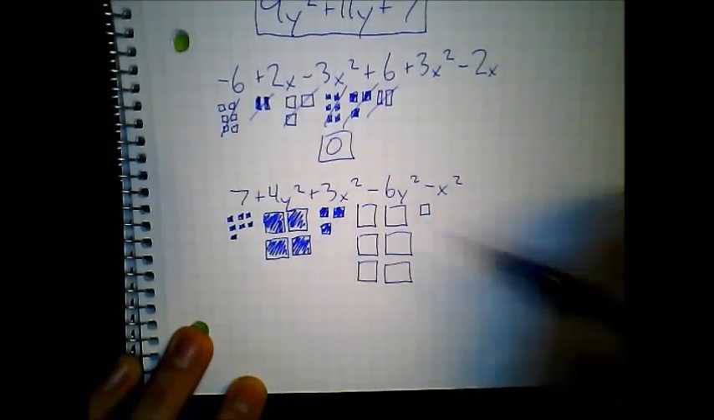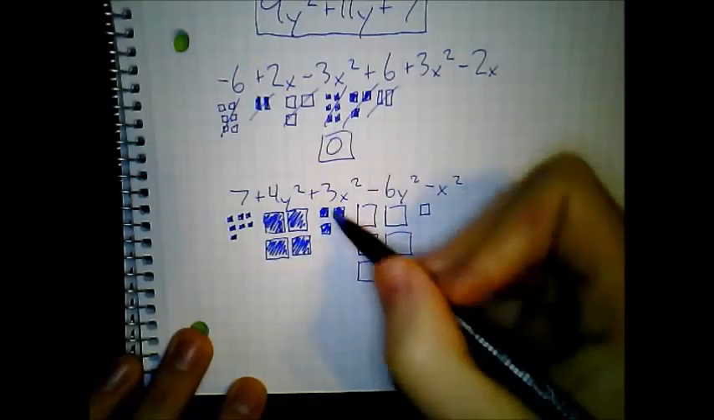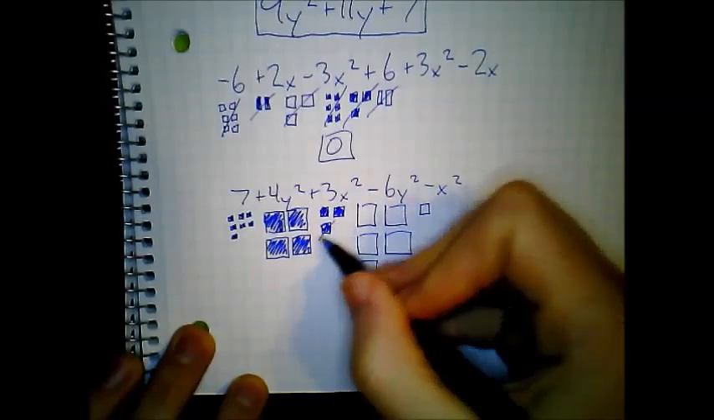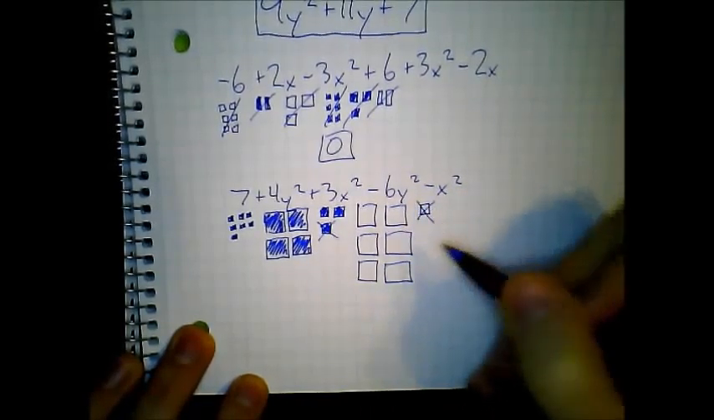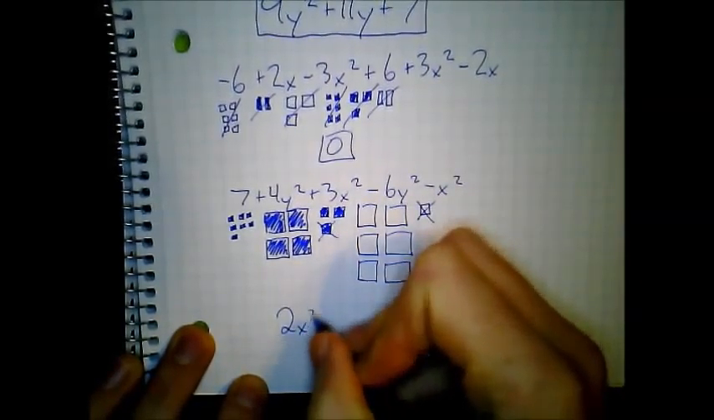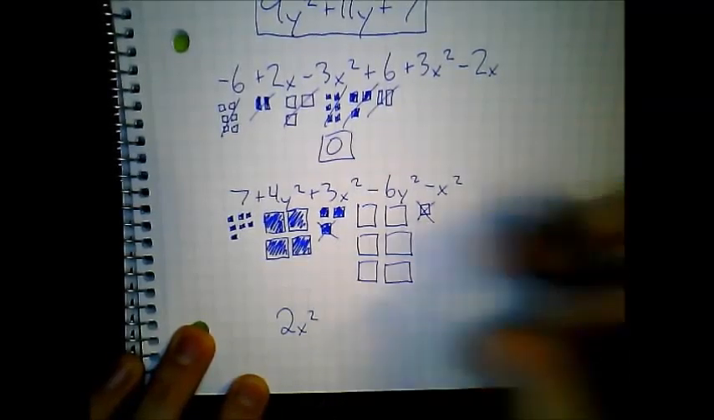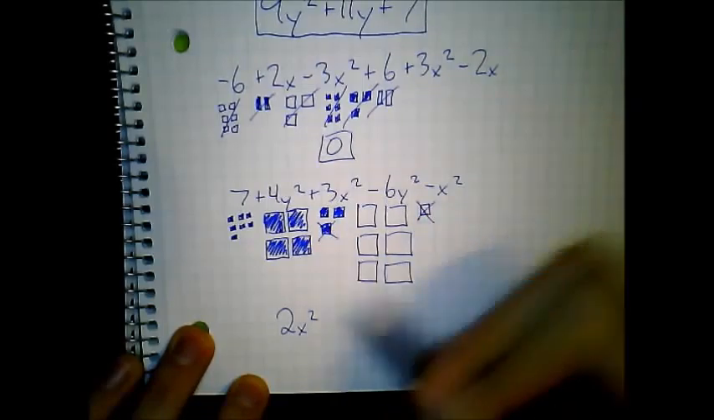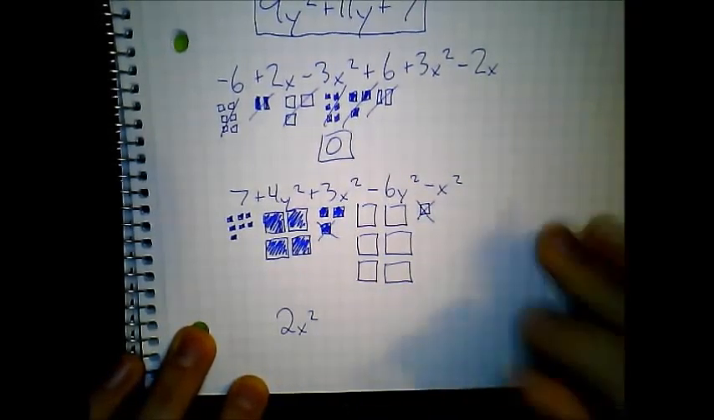So let's look what we have. We're going to start with our x squareds. So we see we have a positive 3x squared and a negative 1x squared. So we know one of the positives is going to cancel out with one of the negatives, and we're left with a positive 2x squared left over. Okay, 3x squared minus x squared is 2x squared. One of the positives cancels out with one of the negatives, and we're left with 2 of our positive.